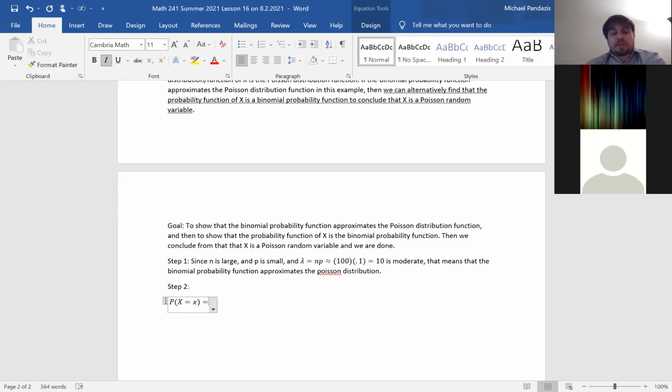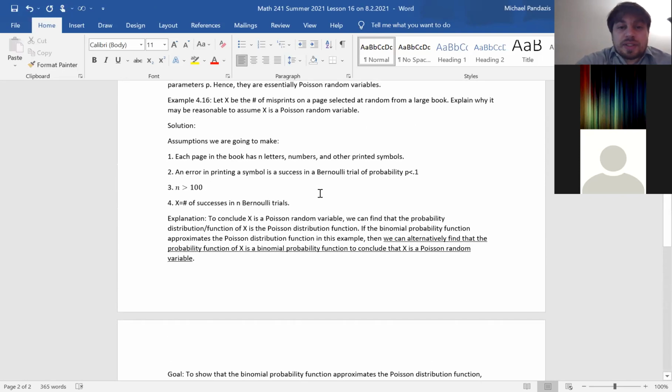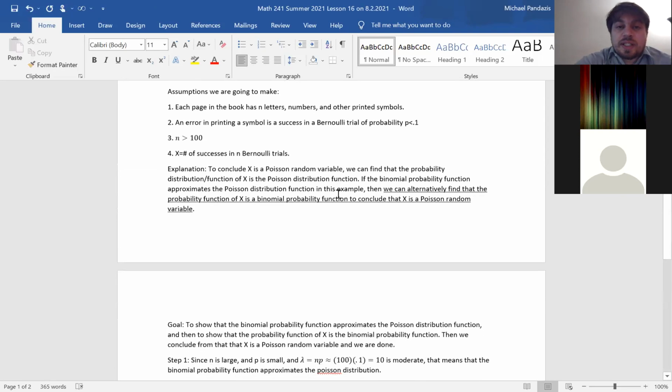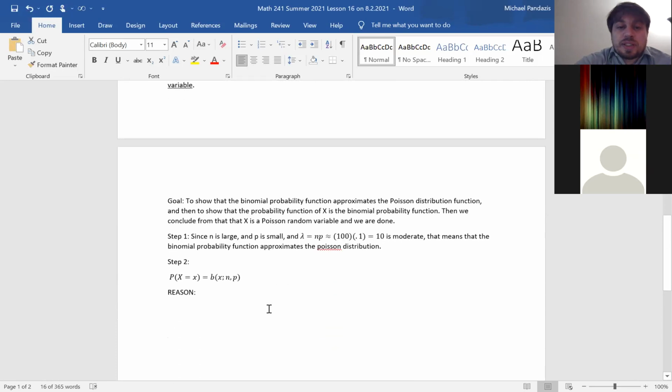Okay, so the probability function of X is the binomial probability function of X with little n as the number of Bernoulli trials and the probability of success p. The reason for that is that we saw earlier that an error in printing a symbol is a success in a Bernoulli trial of probability p less than one, right?